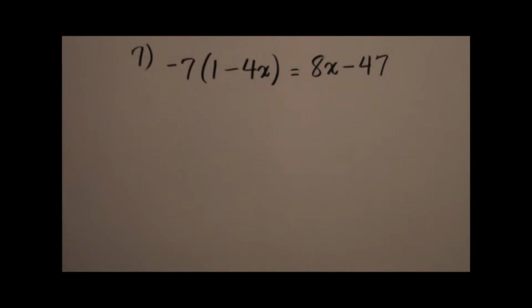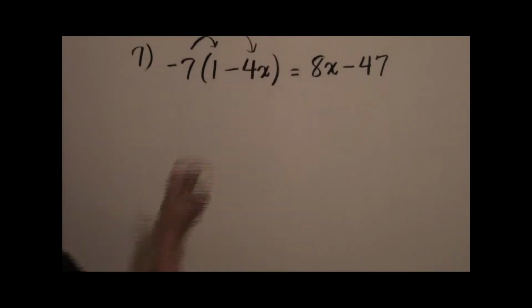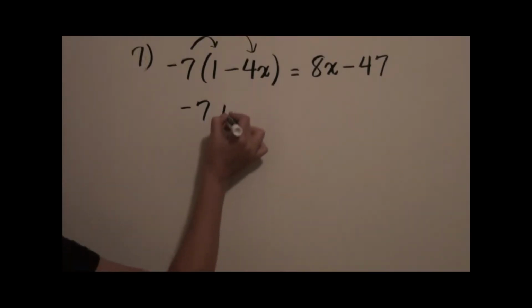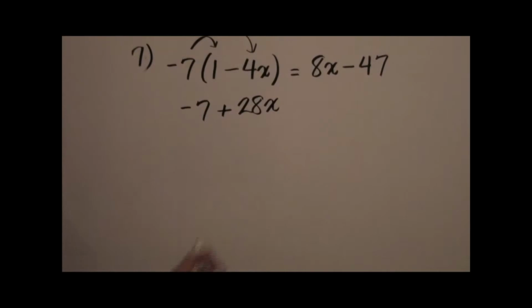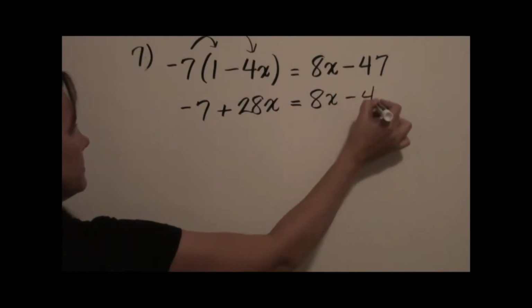Okay, problem number 7. Parentheses again. We're going to distribute again. This time we're distributing a negative 7. Negative 7 times 1 gives me negative 7. Negative 7 times negative 4x gives me plus 28x. On the right side, one variable term, one constant term. Can't simplify.